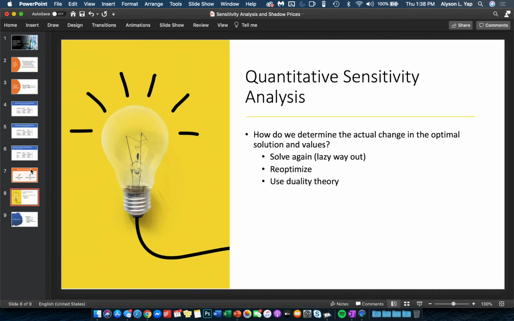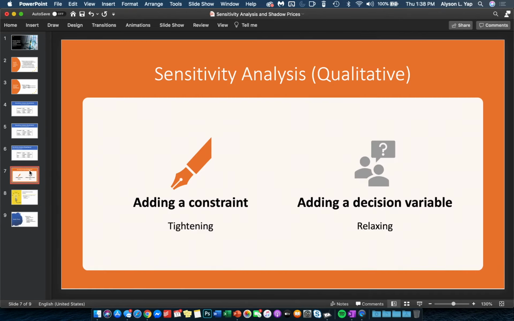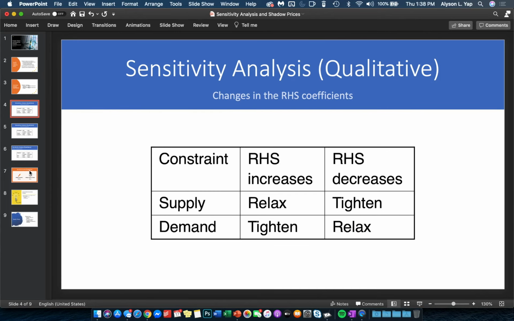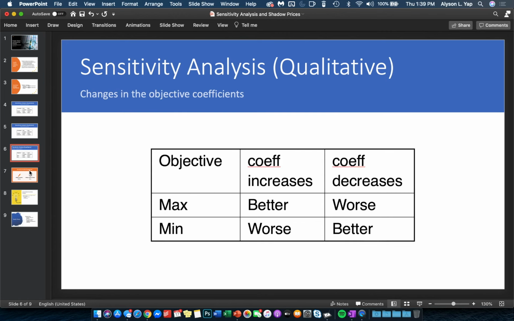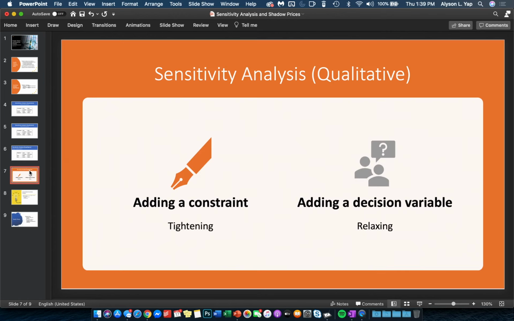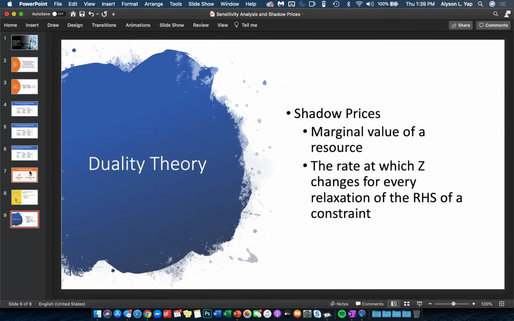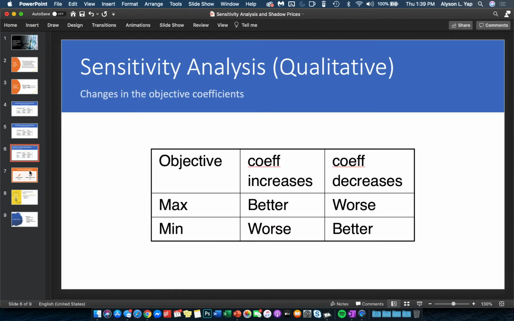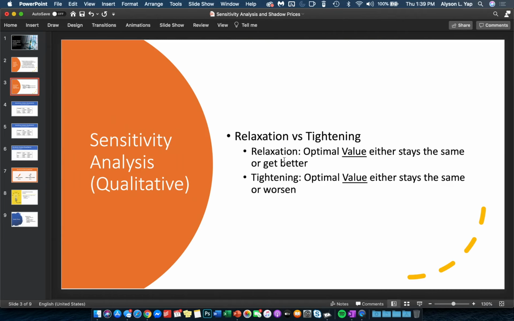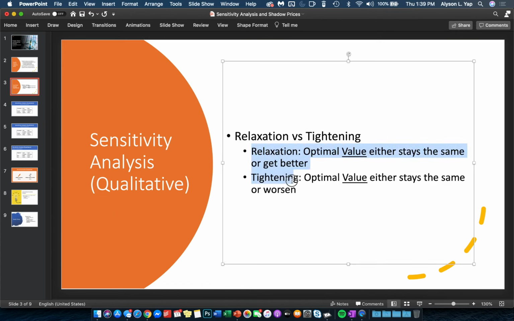If you look at all of the discussions we've done: changes in the right-hand side coefficient, changes in the left-hand side coefficient, changes in the objective function coefficient, adding a constraint or adding a decision variable, all of these things we relate to either the model relaxing or tightening.